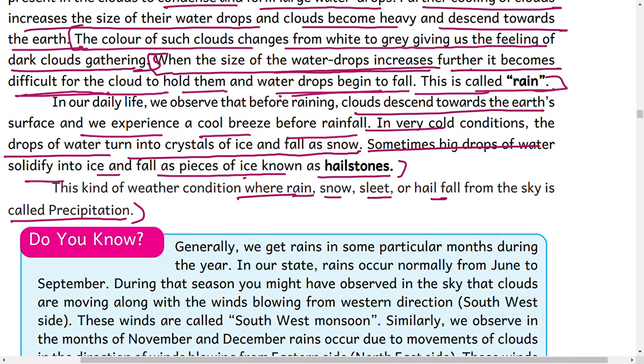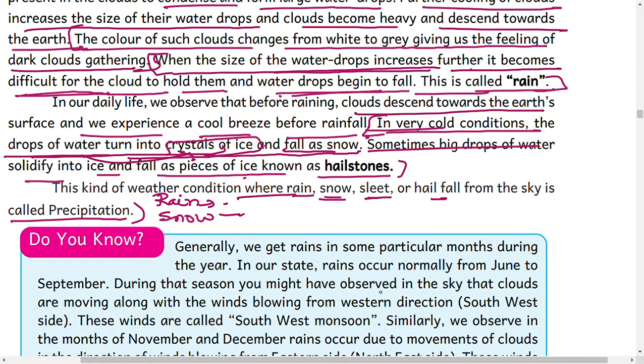Then what is rain? Rain is water droplets falling. Let us observe: water droplets that fall when the air temperature is above freezing are called rain. And what is snow? In very cold conditions, the drops of water turn into crystals of ice and fall as snow. It will be called snow.